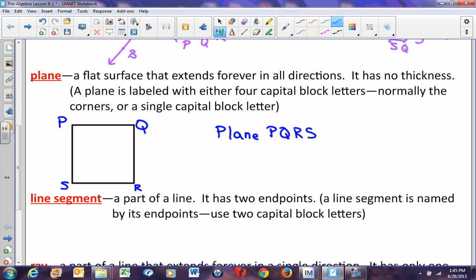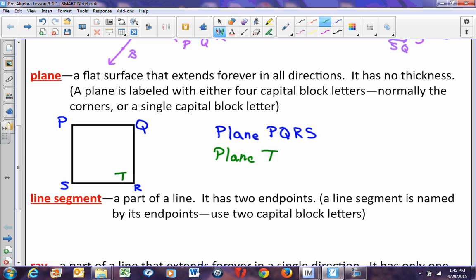Another way of naming this plane is just naming it with one capital block style letter, normally in the corner, so we could label it plane T. Not very often is it labeled that way, but sometimes it is.